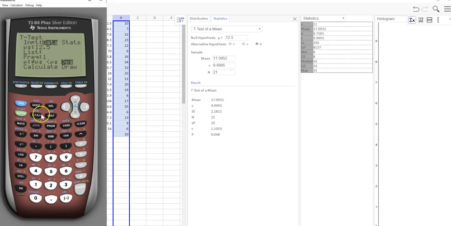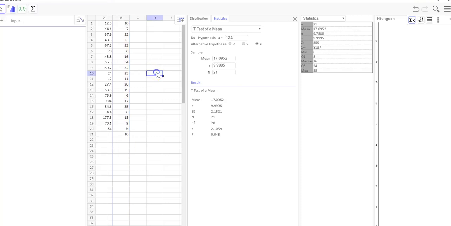I'm going to go ahead and clear this. Go to list, and I want list 2. Leave frequency at 1. We want not equal to, and then calculate. All right, so our p-value over here is 0.048. Up here I got 0.048. Wonderful, we typed everything in right.